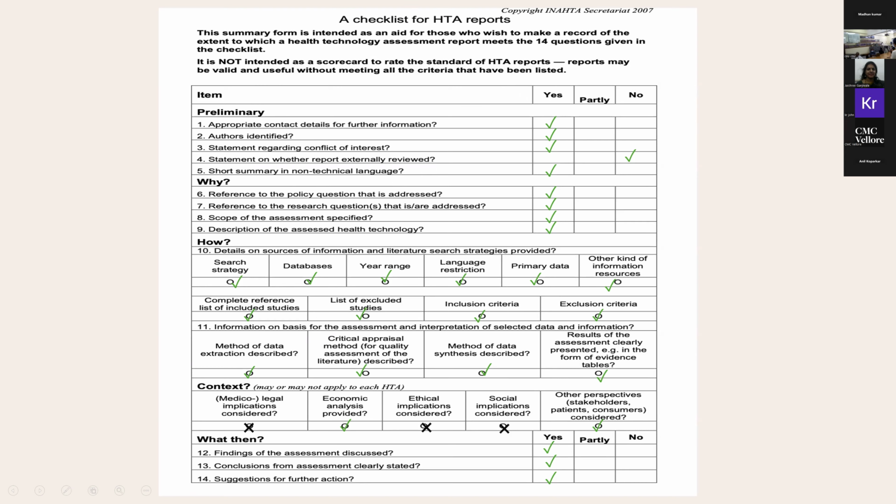So one reason why they didn't do it is because they didn't do their own study. They've actually just pulled results from other things. So therefore, you don't necessarily need an external validation. But the budget analysis part was not externally validated. In terms of how, yes, they give you search strategy, the databases, year, all of that information is well specified. But they don't give you legal implication, ethical implication, social implication is not covered. And they give you what the finding of the assessment, conclusion, and suggestions are provided.